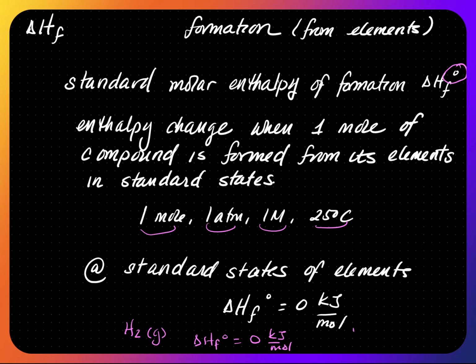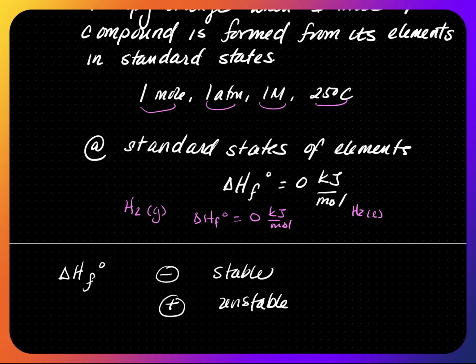However, if we have H2 liquid, this will have a value. When the standard heat of formation is negative, it tells you that element is very stable. When the value is negative, it tells you the element, compound, whatever is very stable. If it's positive, it is very unstable.